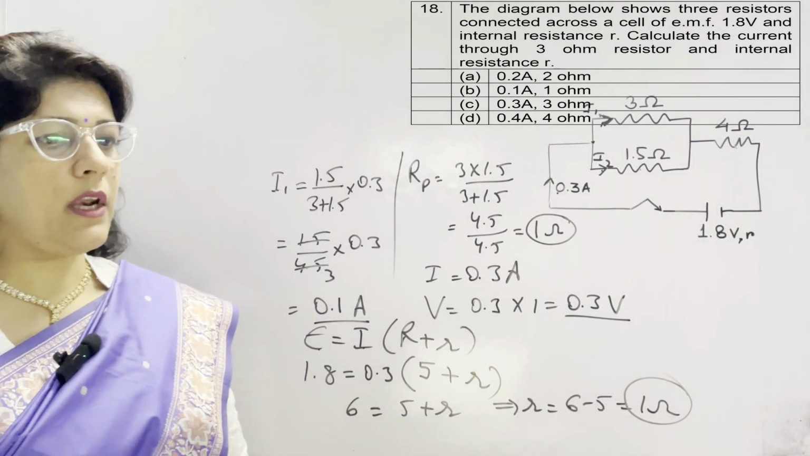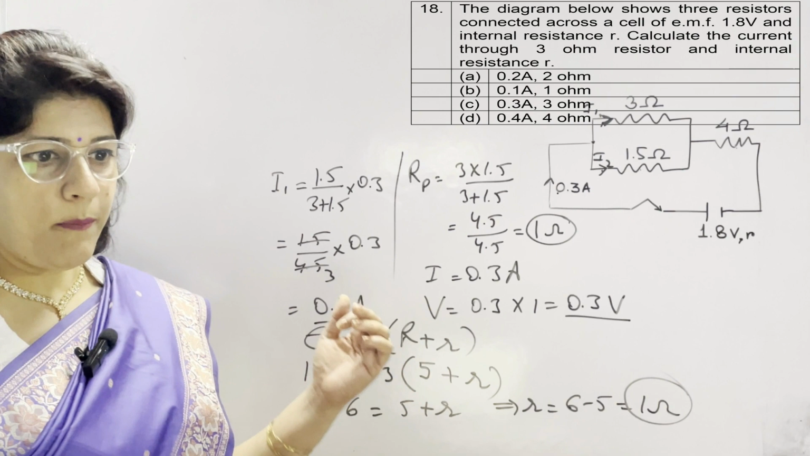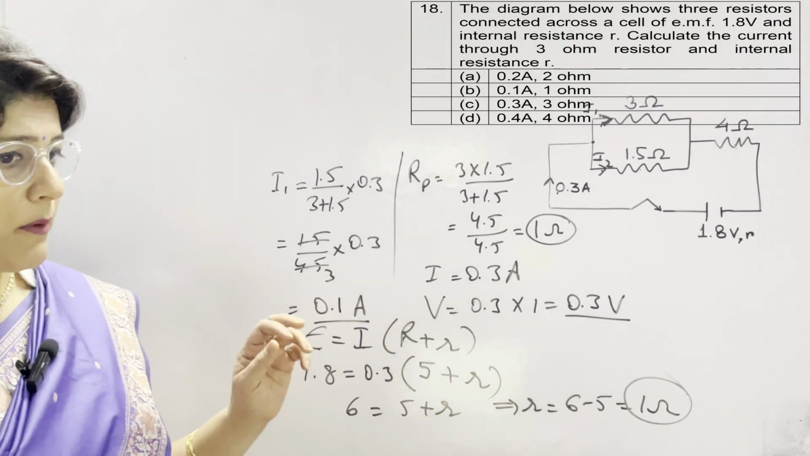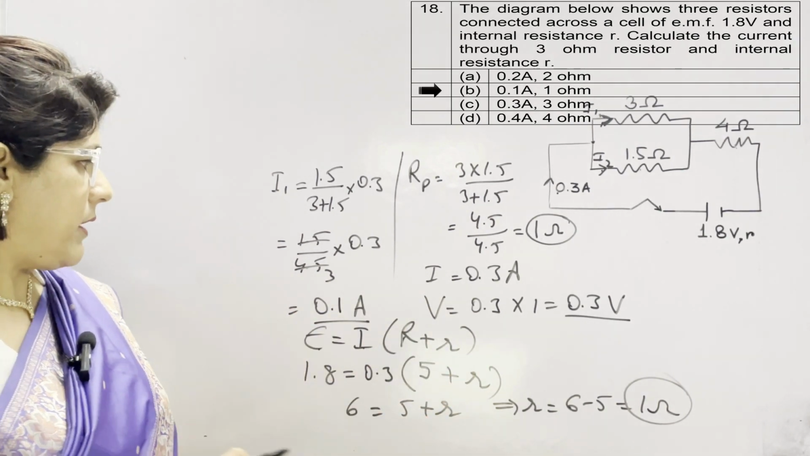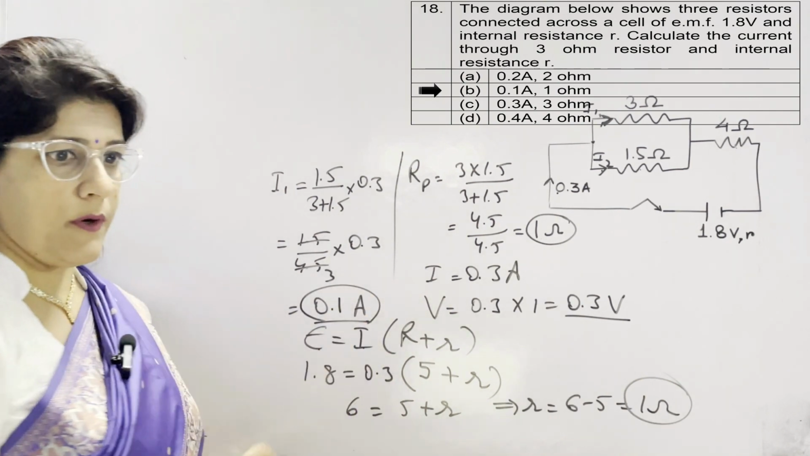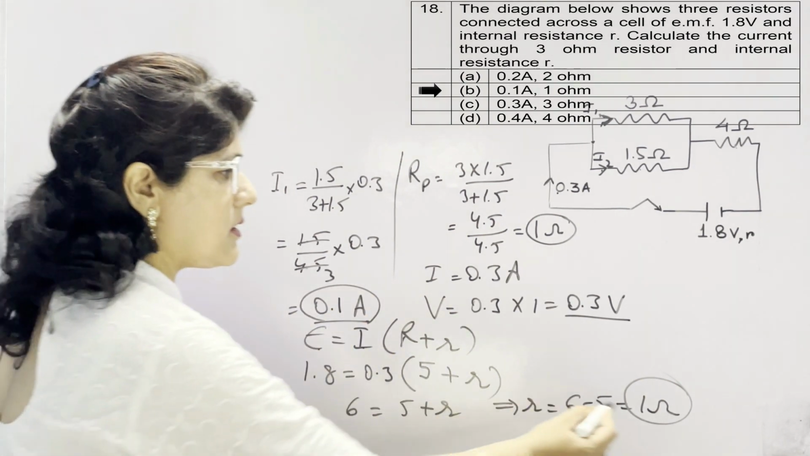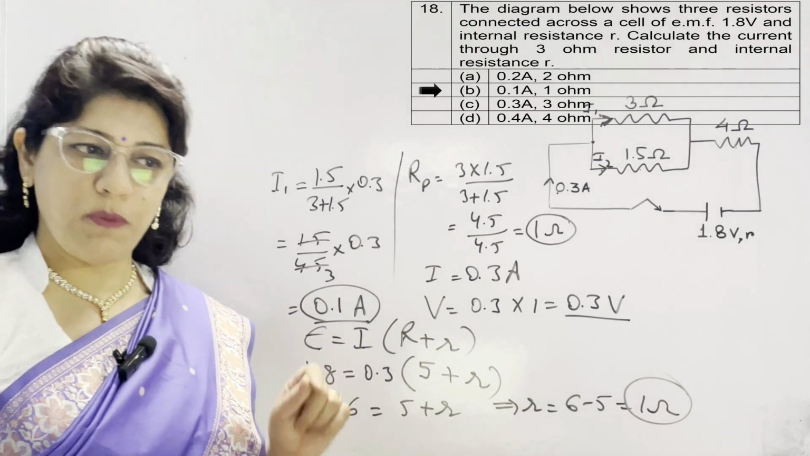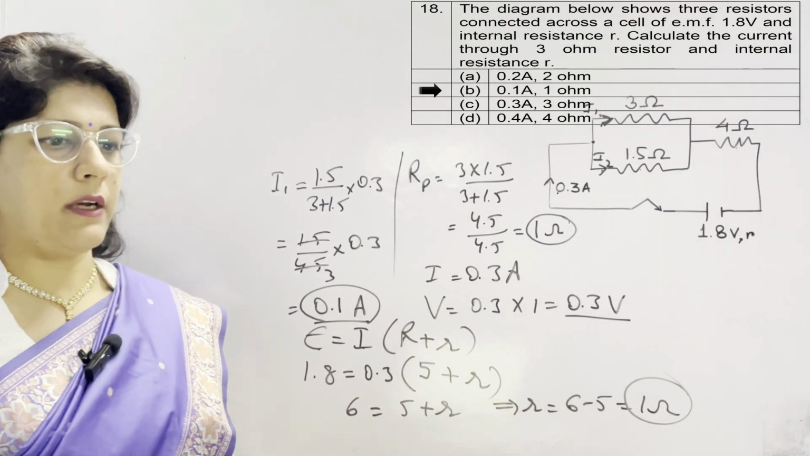Now given options are A is 0.2 ampere and then 2 ohm and B is 0.1 ampere. Our answer is 0.1 ampere and then internal resistance is equal to 1 ohm. So correct option is B. C and D options are incorrect.